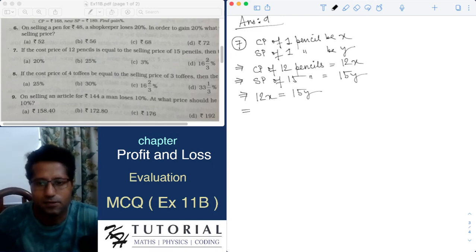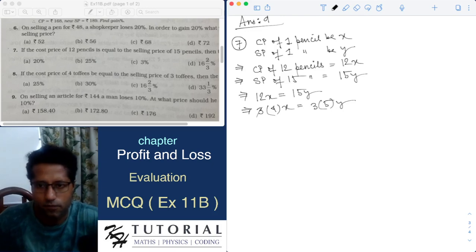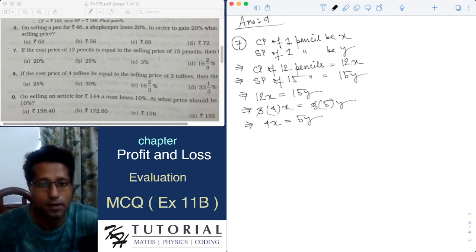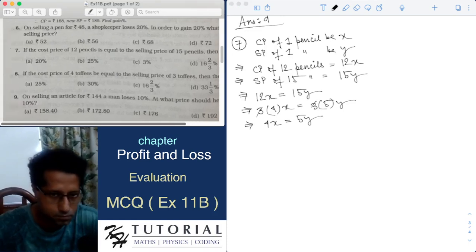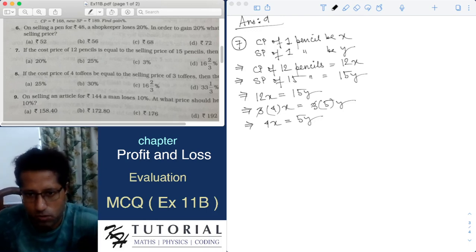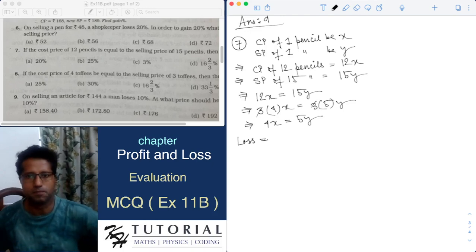You can cancel a factor of 3. This is 3 into 4, x equals 3 into 5 y. You can cancel 3 from both sides. So this implies 4x equals 5y. Now it is asking again the loss percent. So loss percent, okay, loss percent.